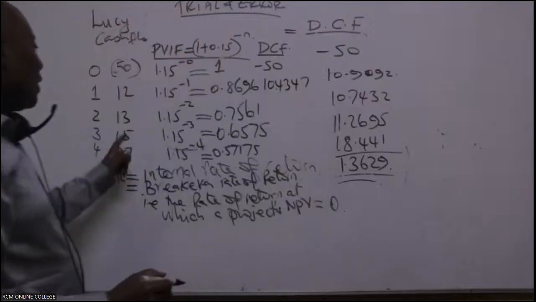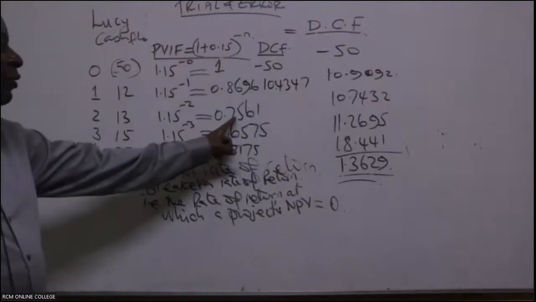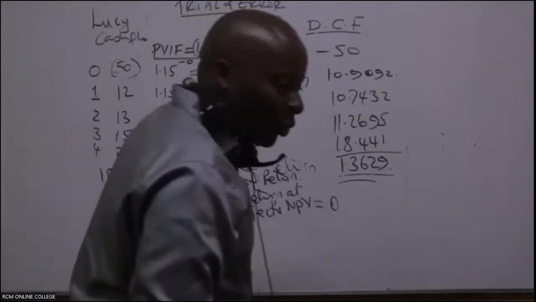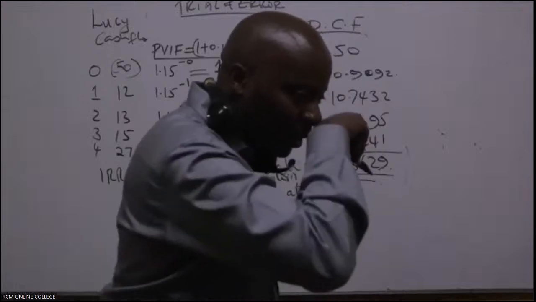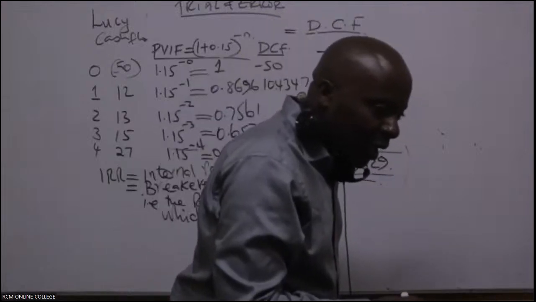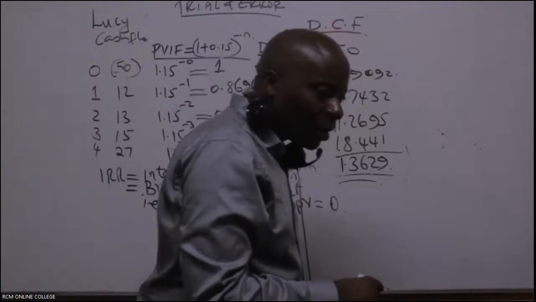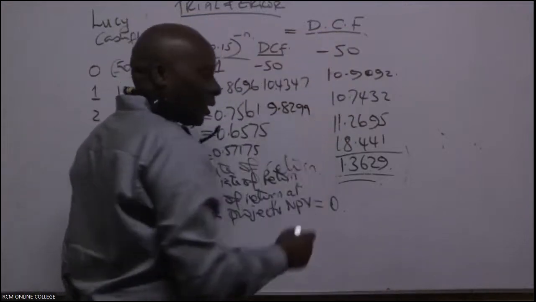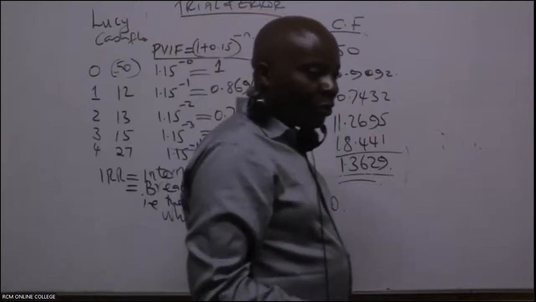And then we go to 13. So 13 times 0.7561. What do we have there? According to Betty, she's getting 9.8299, something like that. Can someone confirm Betty's figure?